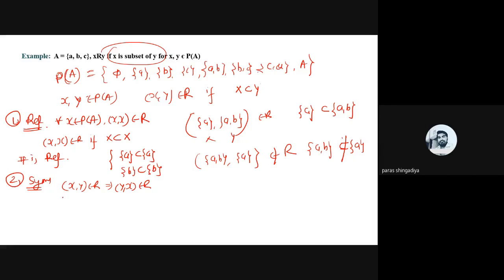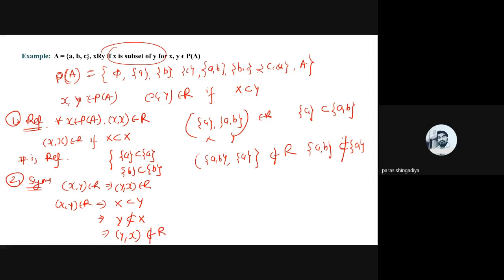Let us check it with a counter example, and you can also consider the general idea: if (x, y) is in R, what does it mean? x is a subset of y. Okay, and if x is a subset of y, it is not true that y is also a subset of x every time. So y can't be a subset of x, and therefore we can say that (y, x) does not belong to R.